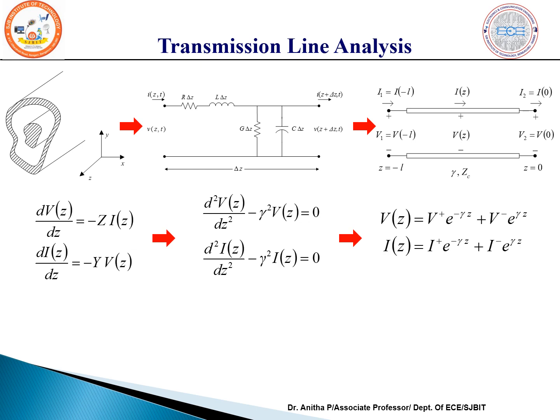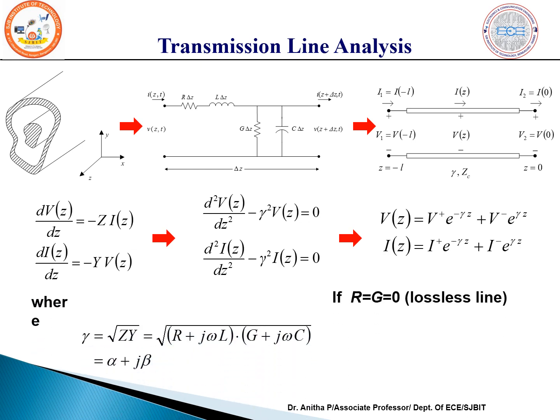Similarly, for the second governing equation, if you consider the second order differential equation, it results in d square I by dz square minus gamma square I equals 0. If I find the solution, in the same way you will have two components: one is the incident wave, another one is the reflected wave. And in the diagram you can also observe the wave traveling, I of z, where we are considering a section of transmission line of length L.